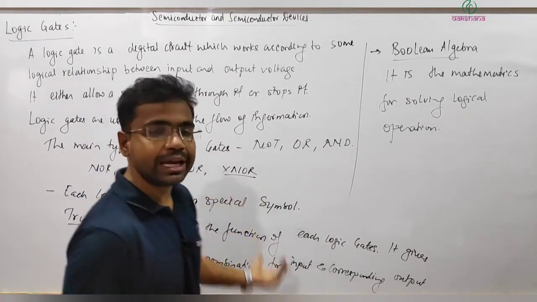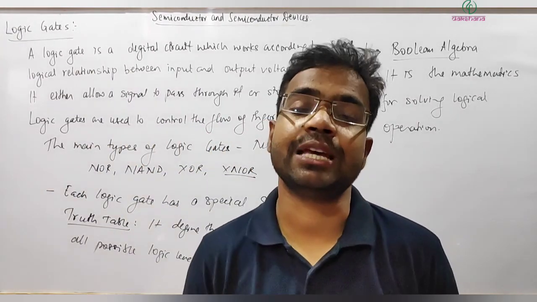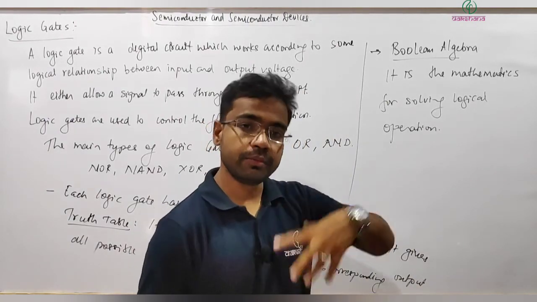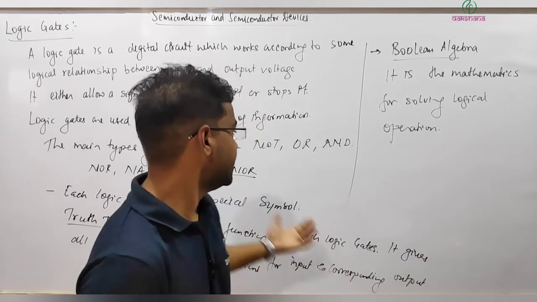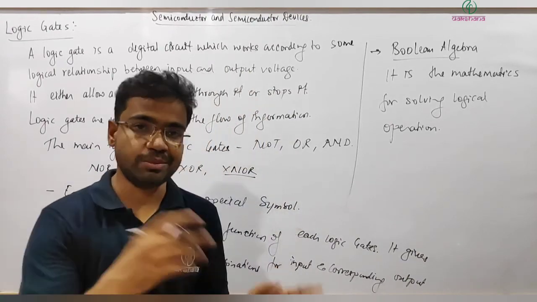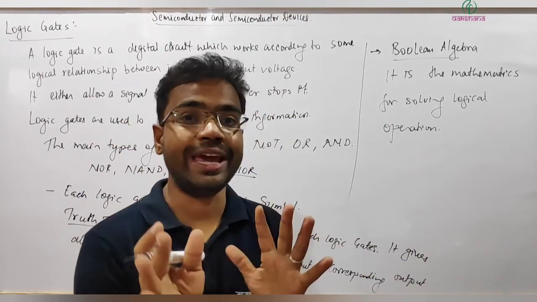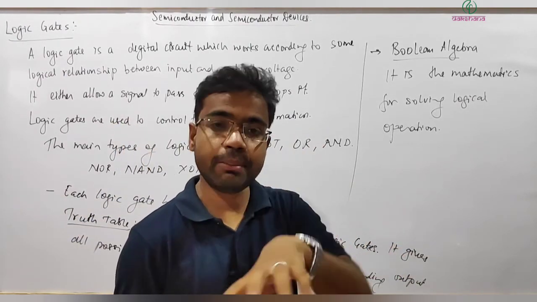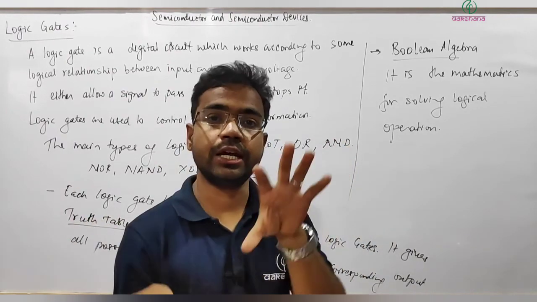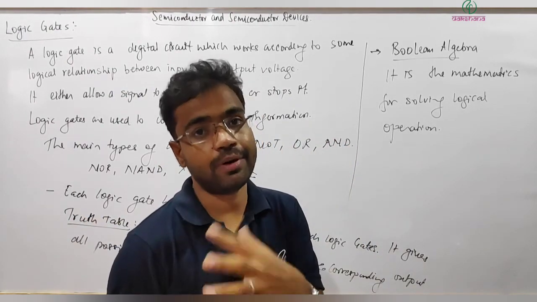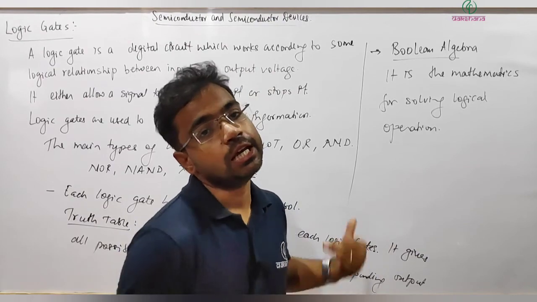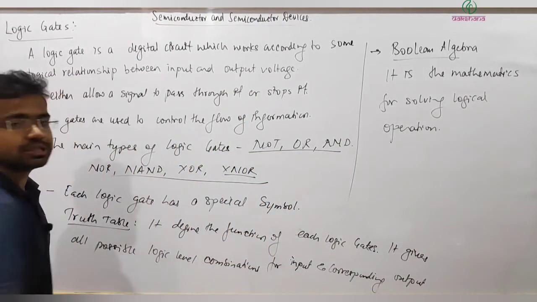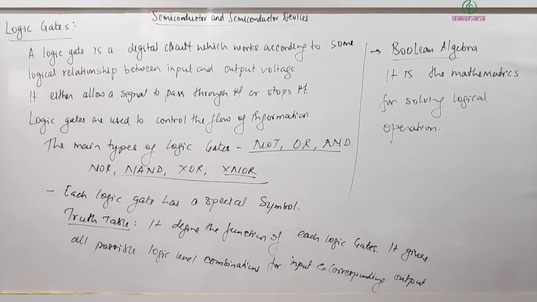These gates can be realized by the semiconductor devices that we studied up to the last lecture. By using those semiconductor devices, these logic gates can be formed. Like we understand allowing and not allowing, that can be performed in a digital circuit and realized by semiconductor devices. So first, let's talk about the different types of logic gates.